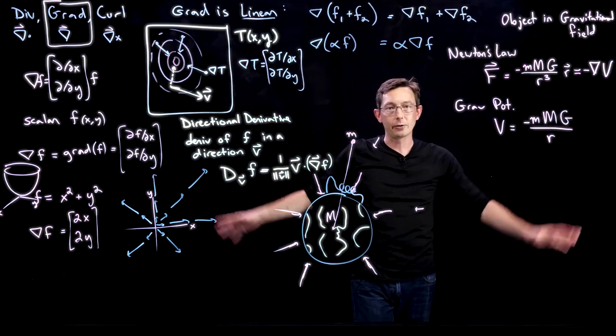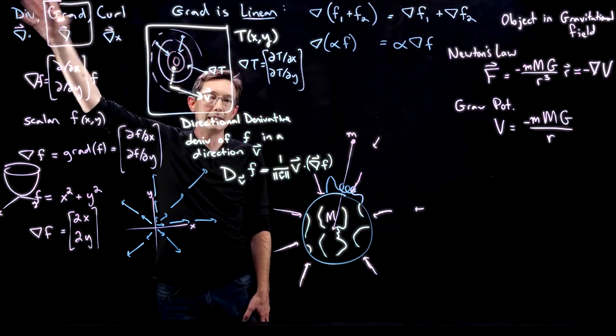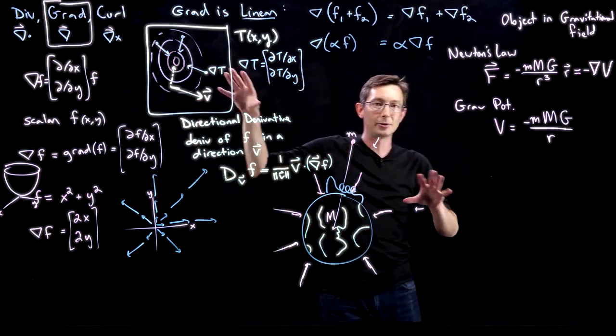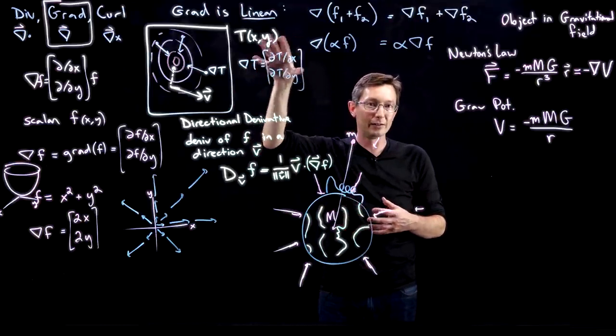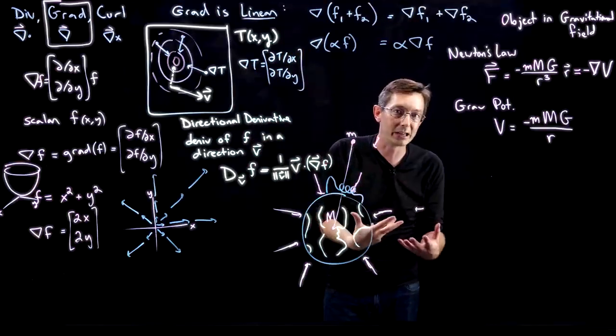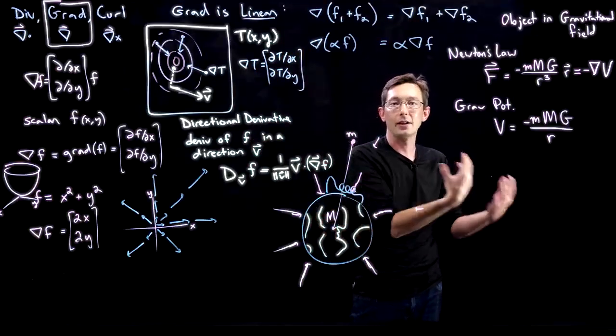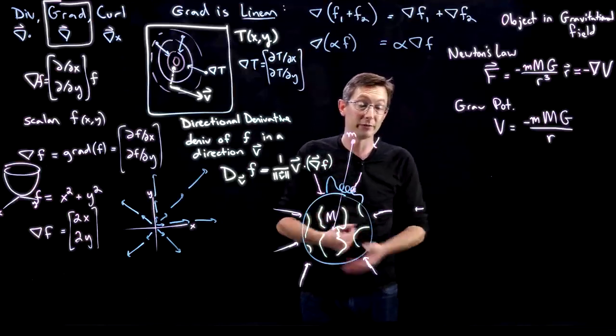Okay, so this is the gradient. We're going to do the same thing for div and curl, and then we're going to start putting these objects together and showing how these partial derivatives and these operators are the building blocks of vector calculus, conservation laws, and partial differential equations.